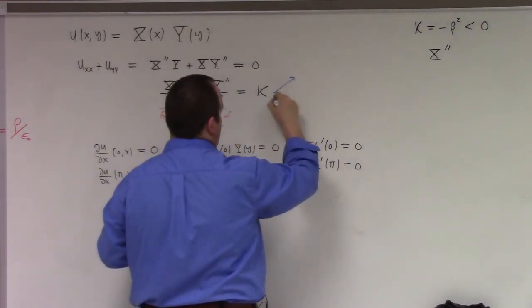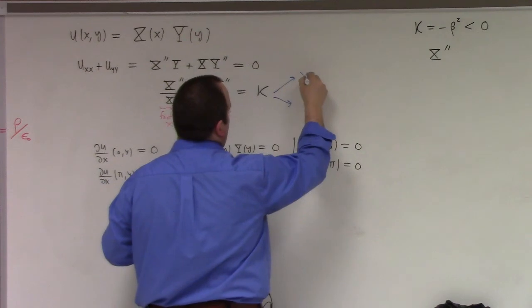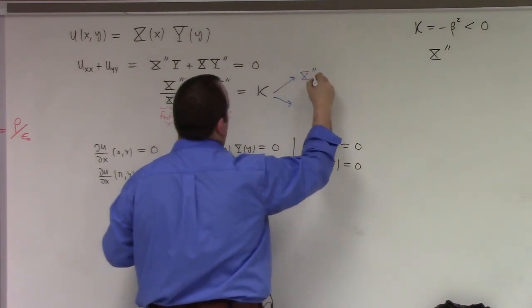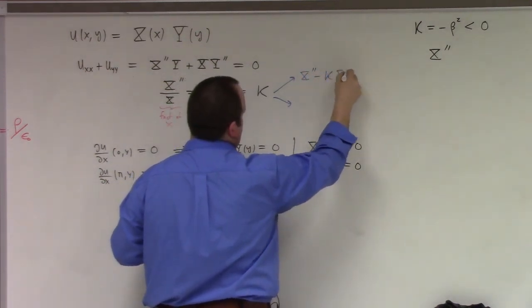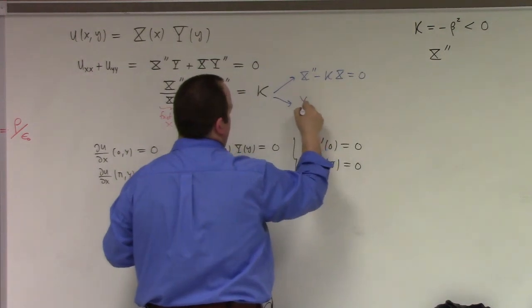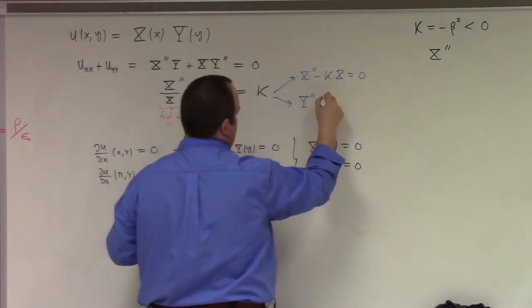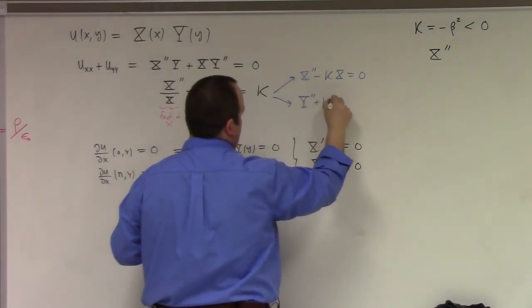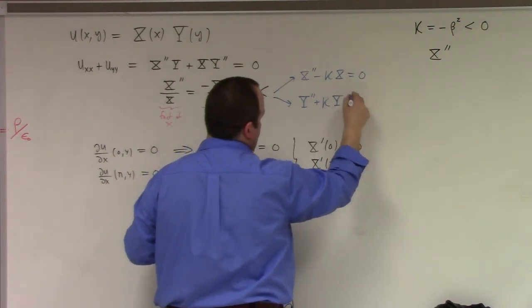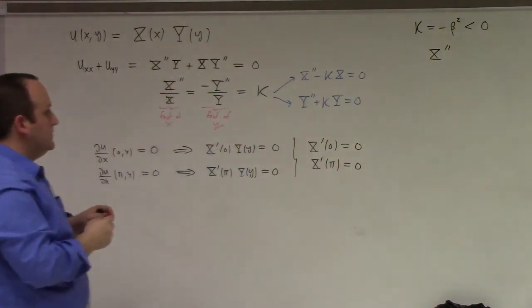We get two equations, right? What are those two equations? X prime prime minus k x equal to 0, and y prime prime plus the big K times y equal to 0. These two I've got to solve, right?